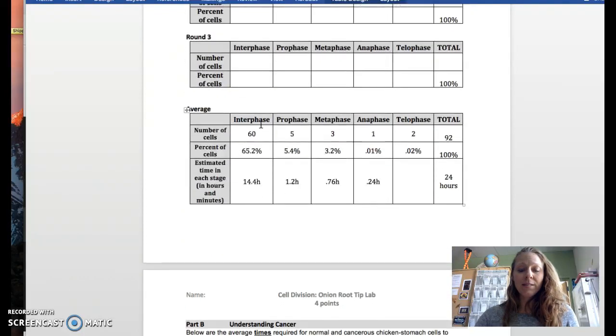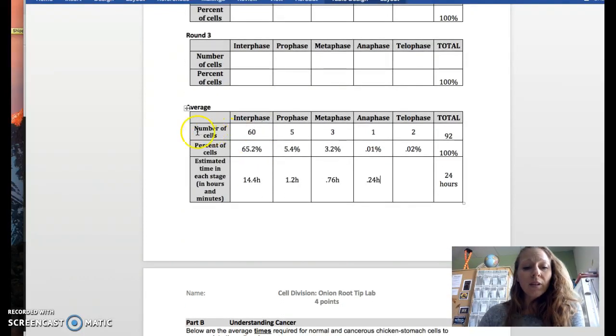So I completed this here. You're going to record the number of cells. Let's say that if we had counted 92 total cells, how many of those cells are in interphase? Let's just say it was 60. And then 5 in prophase, 3 in meta, 1 in ana, 2 in tele. So if we divide 60 by 92, that means the percent of time that a cell is in interphase is 65.2% of the time.